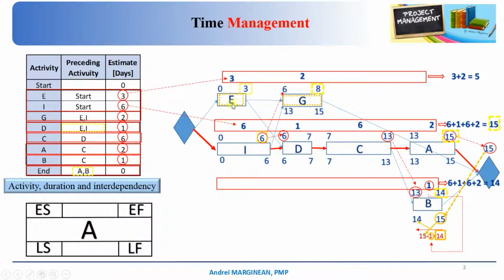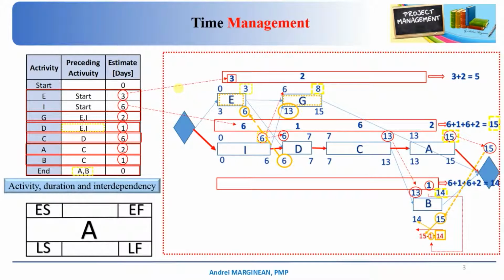So let's go to activity E. Activity E is related with activity G and activity D. So the activity G late start time is 13 and the activity D late start time is 6. In this case, because we are going into the opposite direction, we should compare 13 with 6. And we should put here 6 because 6 is the smallest one. Again, we are talking about 3 days here. So 6 minus 3 equals 3.